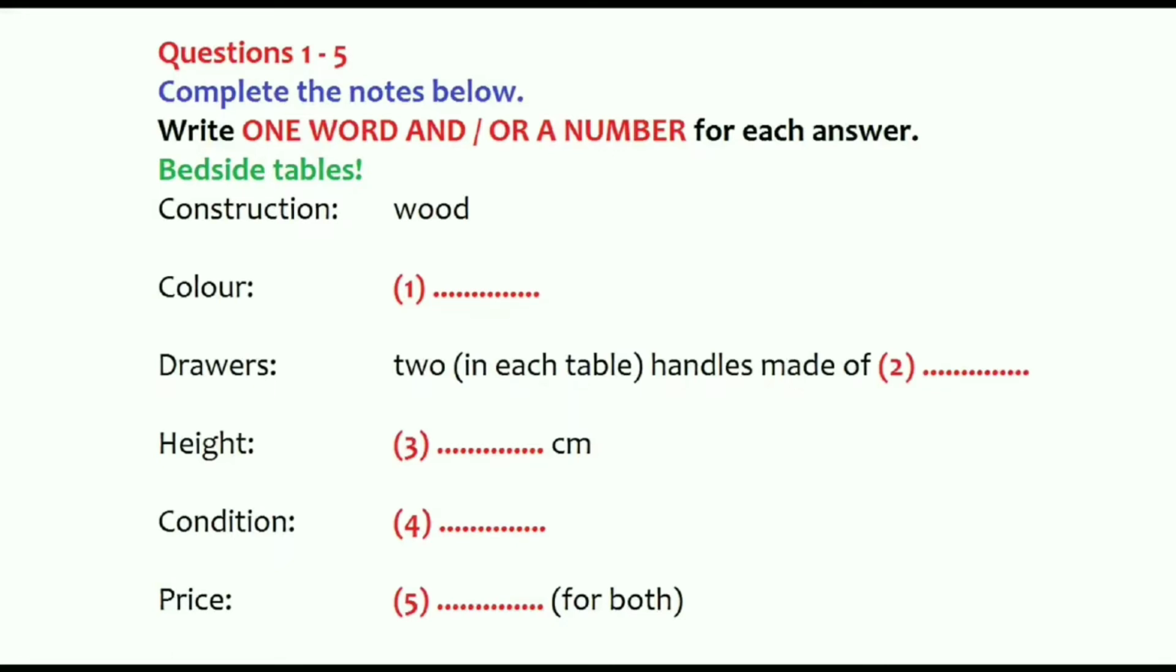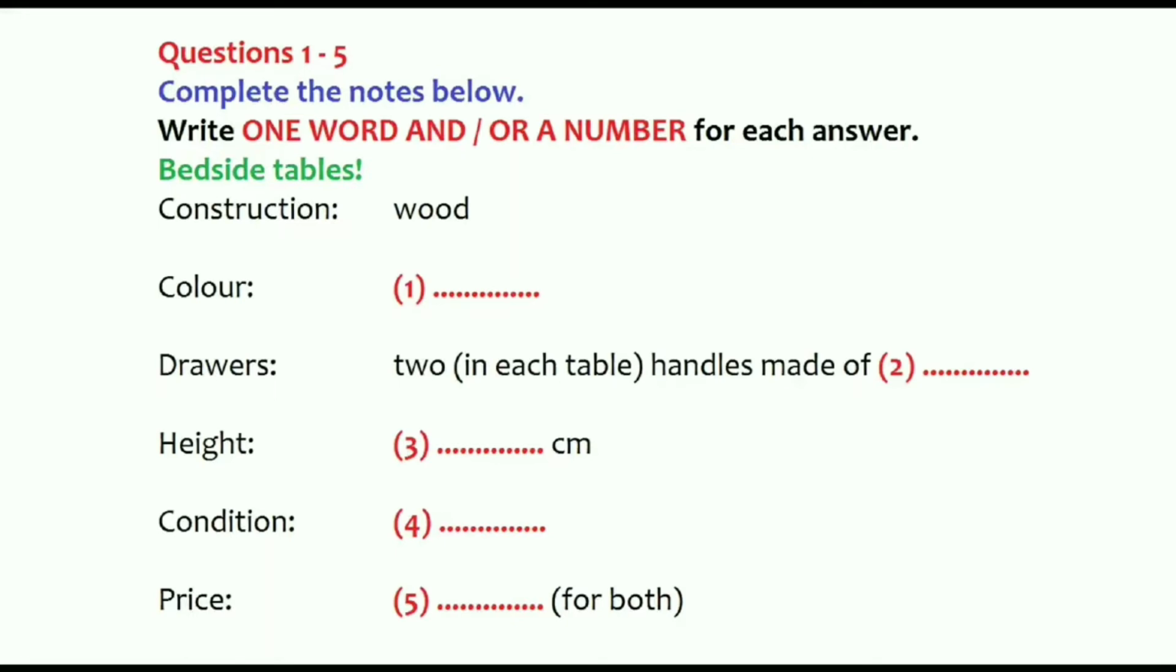Well, they're a matching pair and they're made of wood. But the wood has been painted. It's not brown anymore. It's been painted cream. I see. Each table has a shelf and 2 drawers. Oh, and the drawers have square brass handles. Quite modern and quite nice, really.